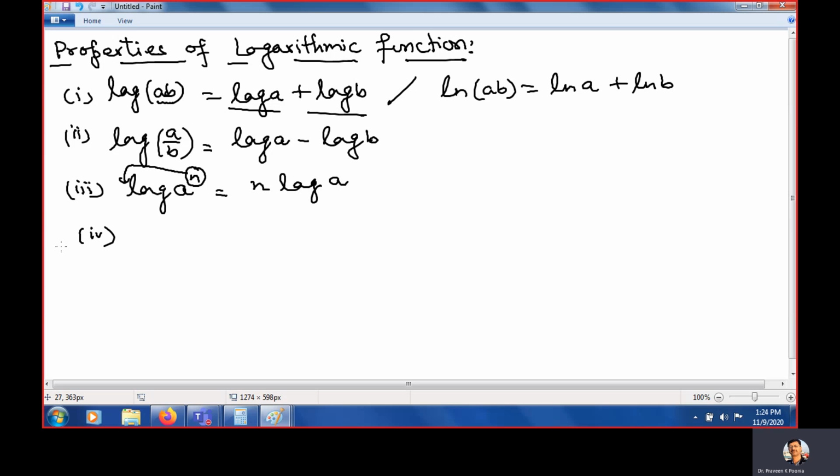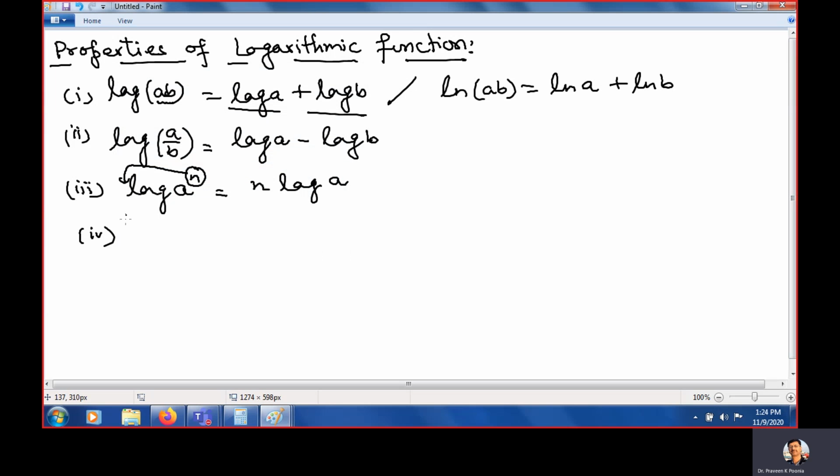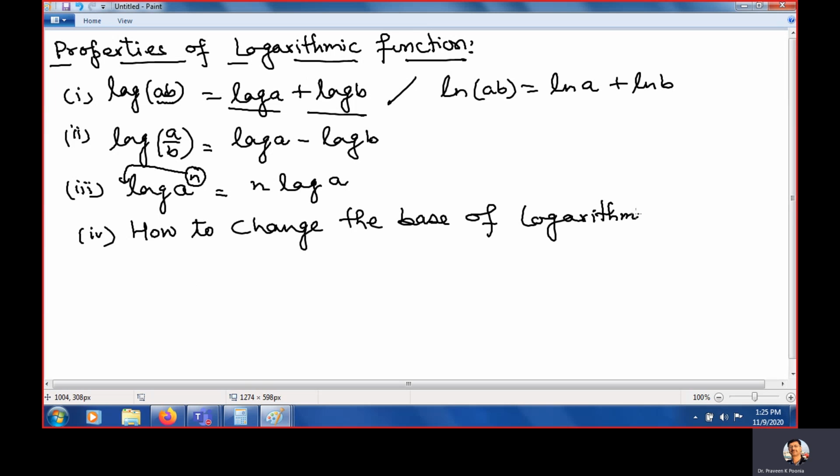What is property number 4? Property number 4 is very important because I will show you the calculator again. This log is for base 10. We can calculate log base 10. This is for log base E. That means with the help of the calculator, we can calculate only two bases, E and 10. But if we need base 2, there is property number 4 for how to change the base of logarithm.